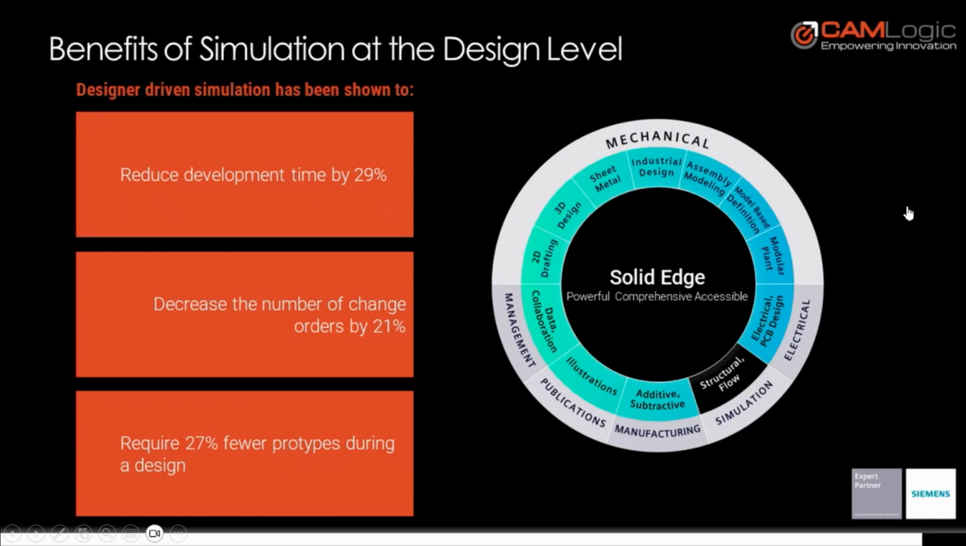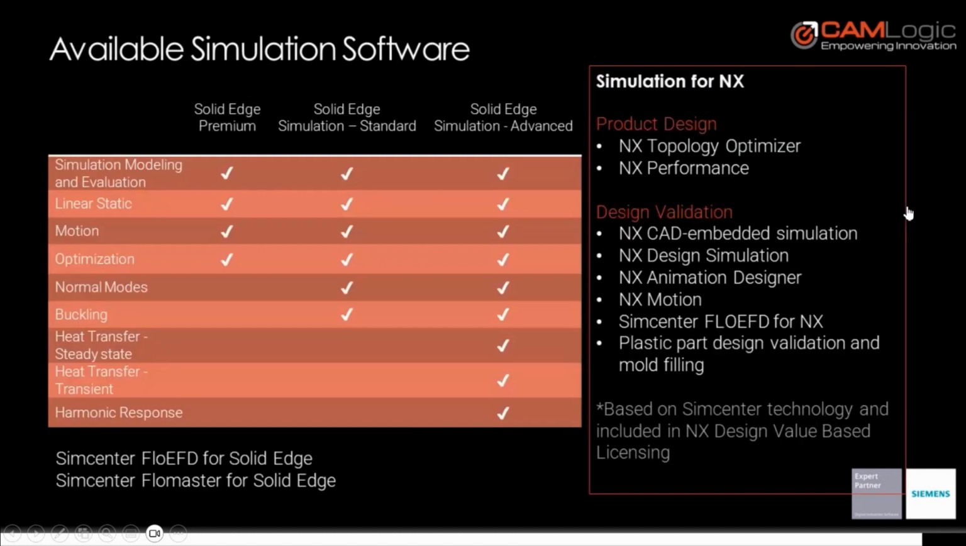They had to build 27% fewer prototypes, and overall design time had been reduced by about 29%. After talking about the benefits of design level simulation, I wanted to talk about the different software that's available in both the Solid Edge and NX portfolios. On the Solid Edge side, we have some simulation capability available in the premium license. There are also Solid Edge Simulation Standard and Simulation Advanced licenses, each one having different levels of capability.